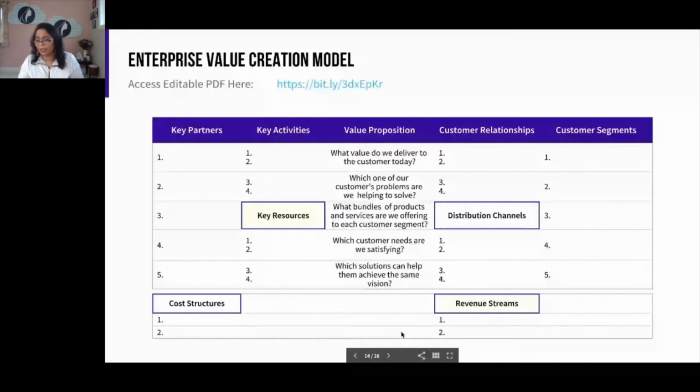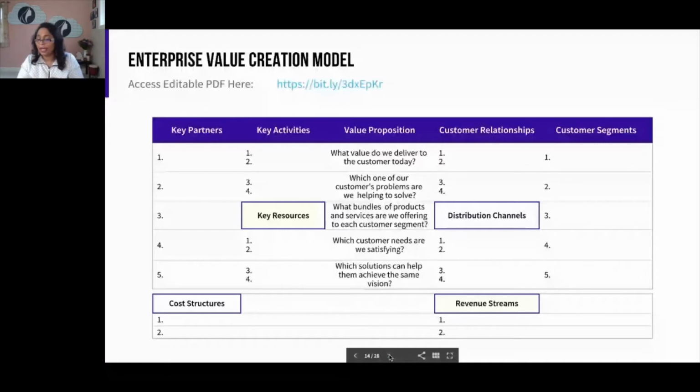Your revenue stream should at least be two. One is your pilot, as well as your recurring revenue model. And if you're reselling, that would be your third one. So those will be your minimum 3 revenue streams when you're thinking about an enterprise value proposition. So that is a very quick way to understand how to put together your value creation model.